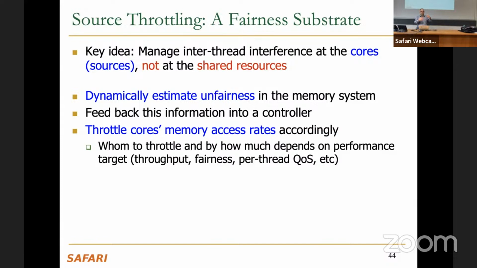But there are also other ways to do that. For example, we have this MSHR for the L1 cache. You can try to limit the number of outstanding requests in the MSHR. So that can essentially reduce how aggressively you access memory.